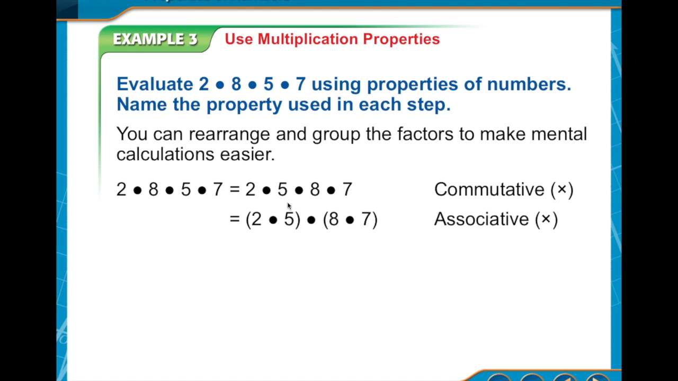So again, when you see parentheses, that is your associative property, right? We are associating 8 and 7 together. We are associating 2 and 5 together. Now we replace them with what they're equal to. So we know 2 times 5 is 10. We also know 8 times 7 is 56. So now we can multiply one more time and replace this with what it's equal to. That's also, again, substitution. So our final evaluating answer for example 3 is 560.